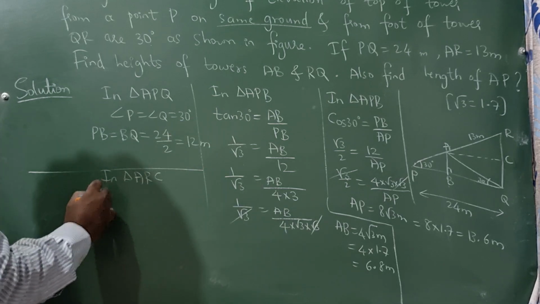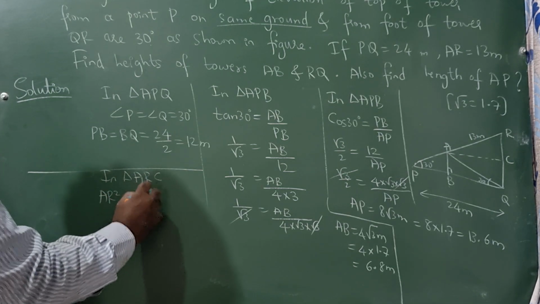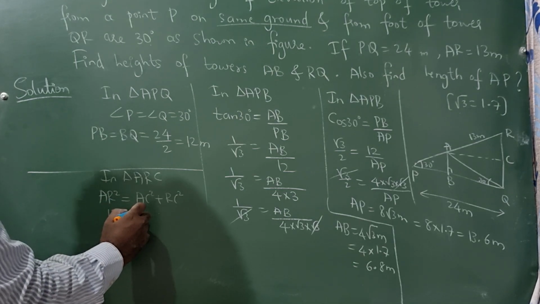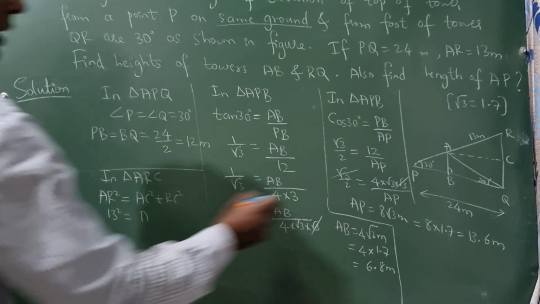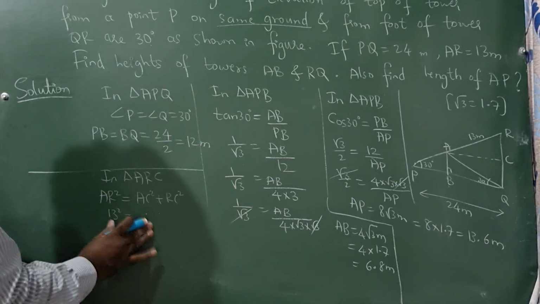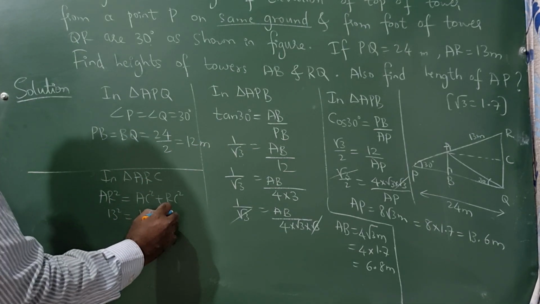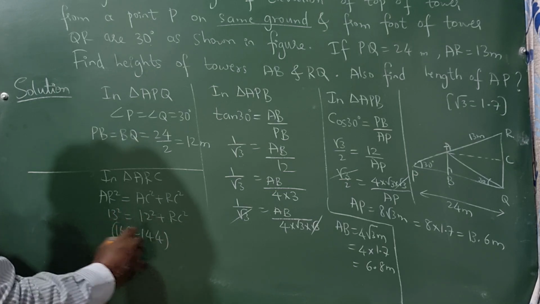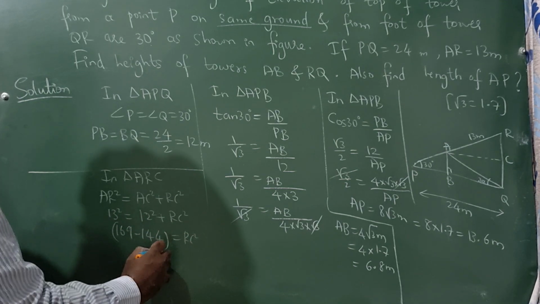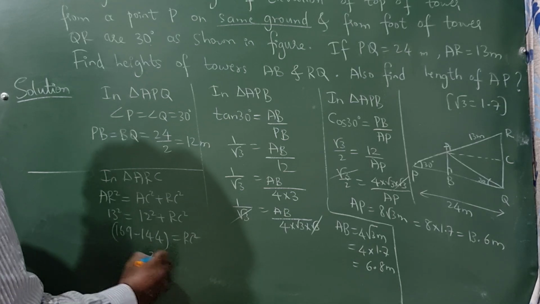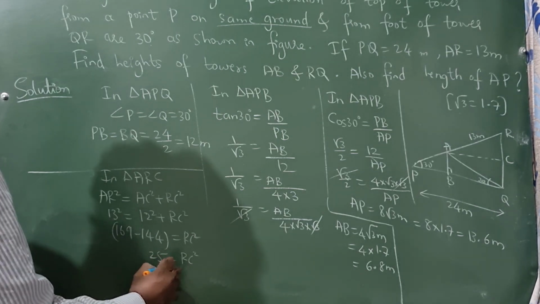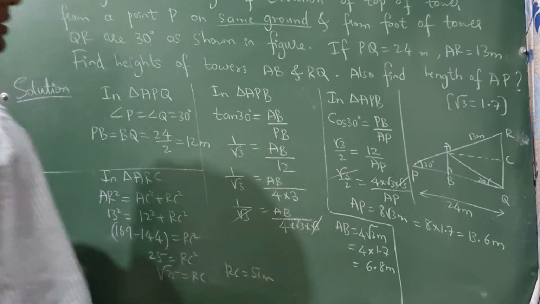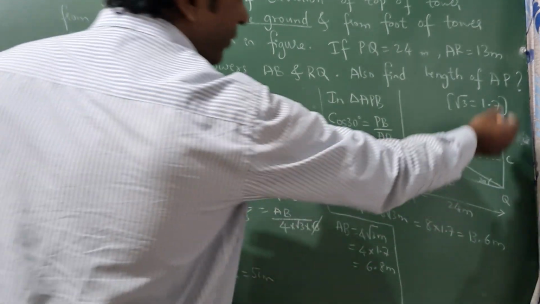So I will consider one more triangle by name ARC. So hypotenuse is AR square is equal to AC square plus RC square. So this is 13 square, and AC we don't know. AC can be BQ. So it is 12 plus RC square. So this is 169 minus 144 is equal to RC square. So this is 25 is equal to RC square. Square root of 25 will be 5 centimeter.